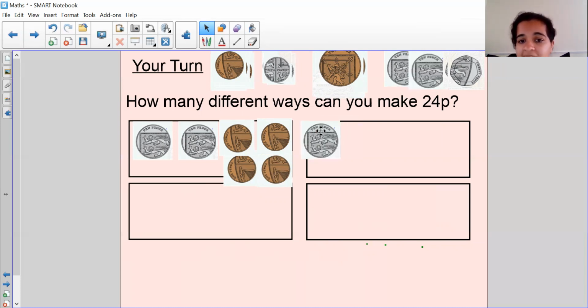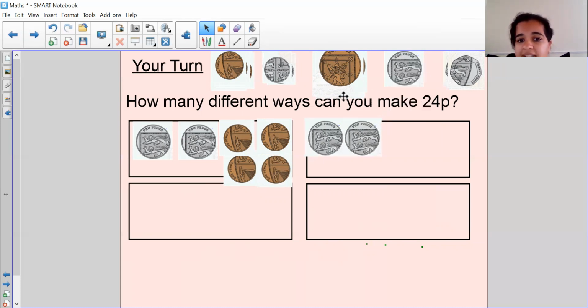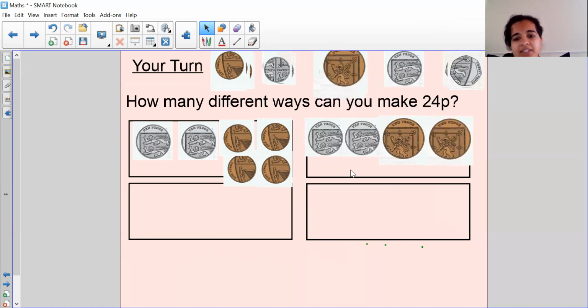Or I could do my second way, 10, 20, 21, 22, 23, 24. So I know 10 plus 10 equals 20. All right, so I've done 2 ways. See if you can do lots more.